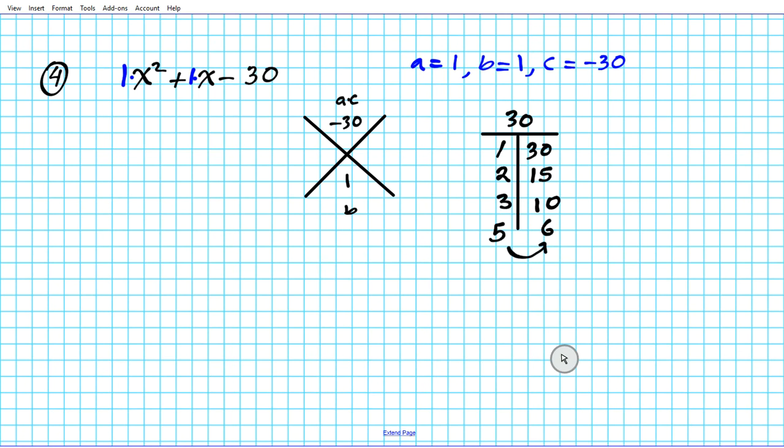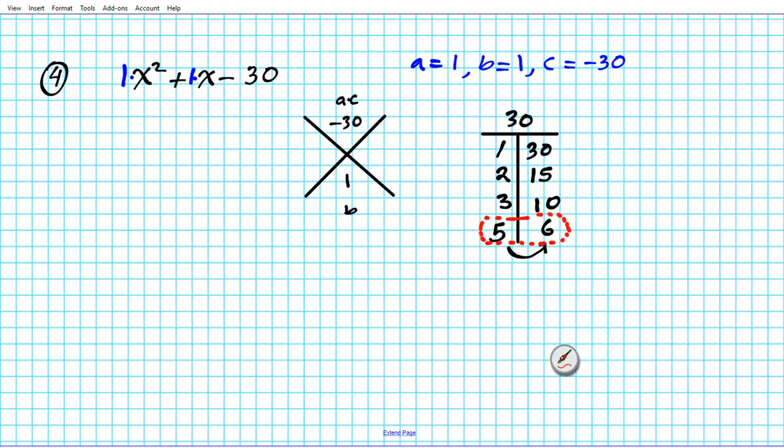Now we're looking at the pairs. Which pairs can be added together or subtracted from each other to get 1? Let's look at what we have here. 1 and 30 gives us 31 or 29. No good. 2 and 15 gives us 17 or 13. No good. 3 and 10 gives us 13 or 7. No. 5 and 6 gives us 11 or 1. We have a winner. This is the pair that we can use.